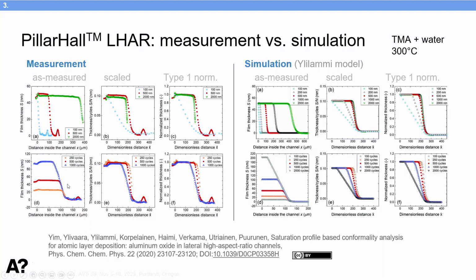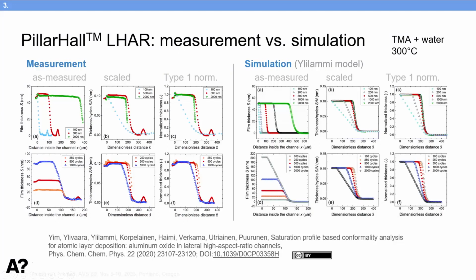If we then had the 500 cycles in different channel heights, so chips with different height of that gap, then if you have a small gap, that's fully filled by this 50 nanometer film, and if you have a higher gap, then the film is growing deeper.